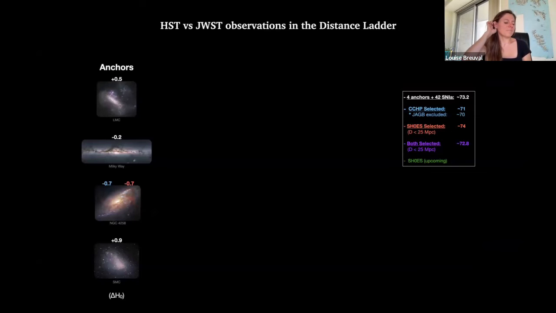All right, so this is another plot showing you the galaxies on the first and second rung observed by HST and by JWST. So first, the anchors, you have the 4 of them, LMC, Milky Way, NGC 4258, and the SMC. And the numbers on top are the deviations in terms of H0 compared to the baseline. So the baseline would be 73.2 based on the 4 anchors and all the supernovae. So that's really the HST main result. And you'll see a few variations depending on what anchor or what galaxies you're using.